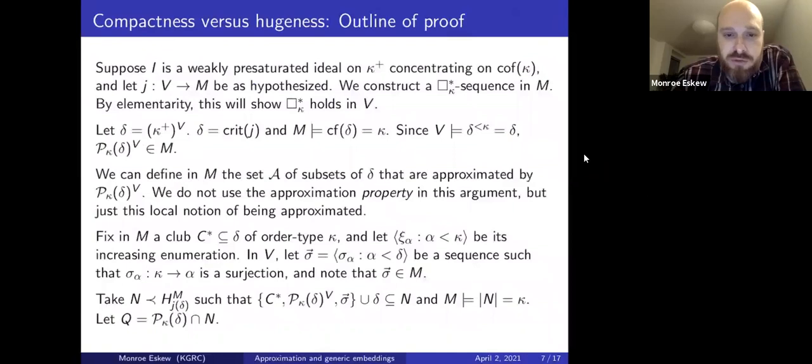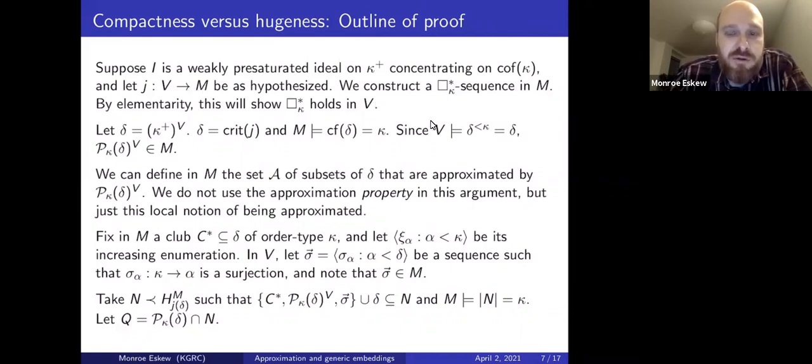So I want to give you an outline of the proof without doing all the details, just to show you where approximations are used. So let's just describe the setup. We assume you have a weakly presaturated ideal on Kappa plus, concentrated on cofinality Kappa. And let j from V to M be a generic embedding as in the hypothesis of weak presaturation. So you do some forcing to get this j.